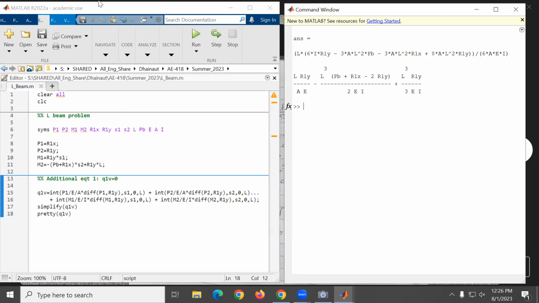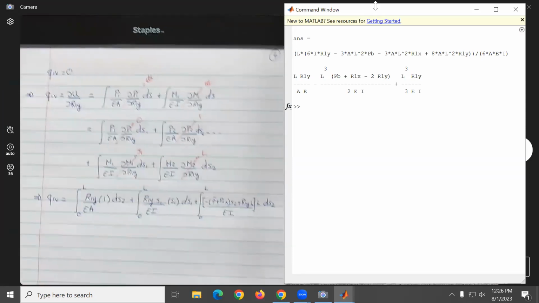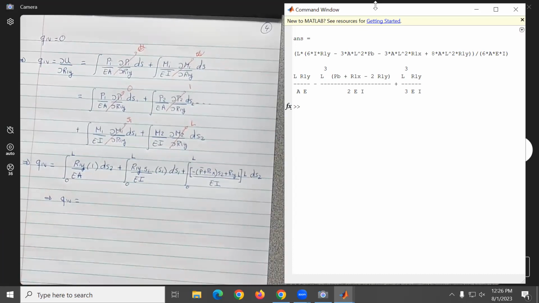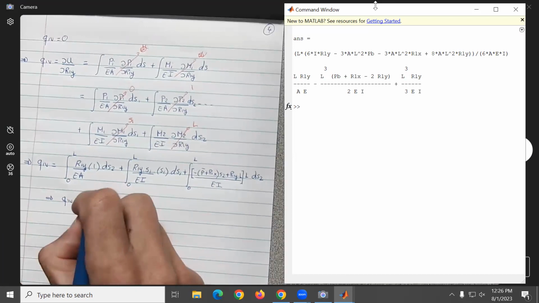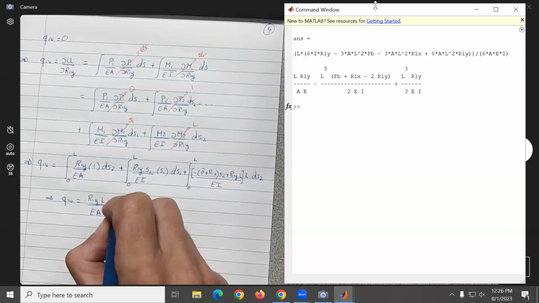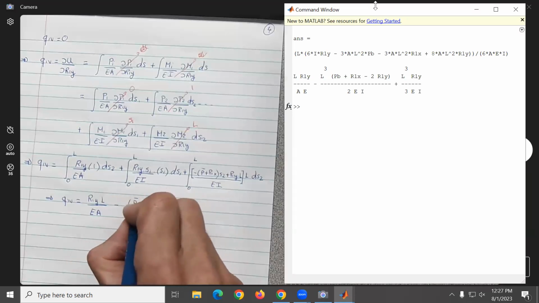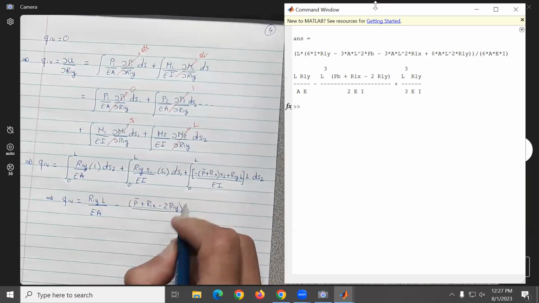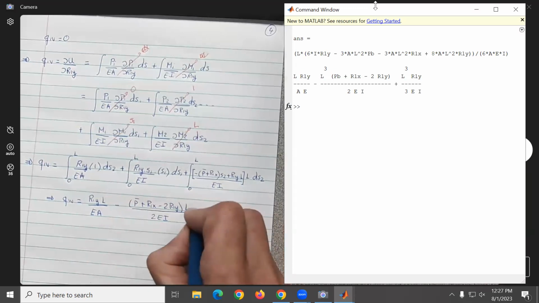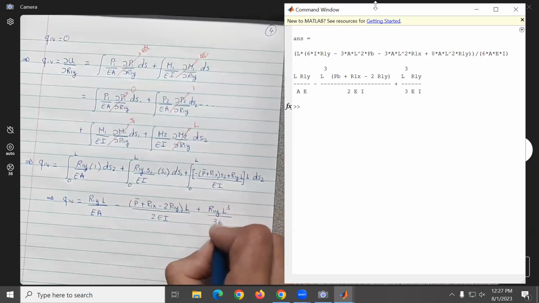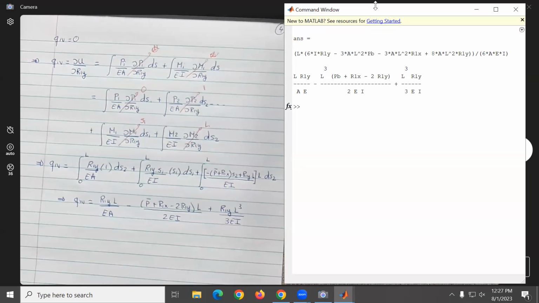So basically now you could come over here and just copy that expression. All right, we could just write down over here: Q1V is equal to R1Y L divided by EA, I want to change the order, I like it more, minus P bar plus R1X minus 2 R1Y L divided by 2 EI plus R1Y L cube over 3, minus P L cube divided by 3 EI.